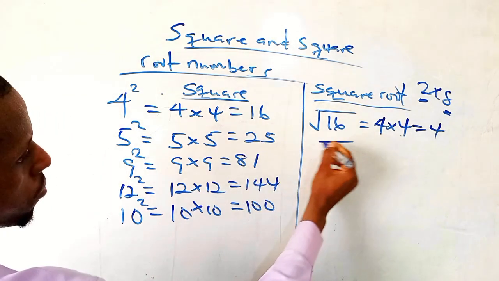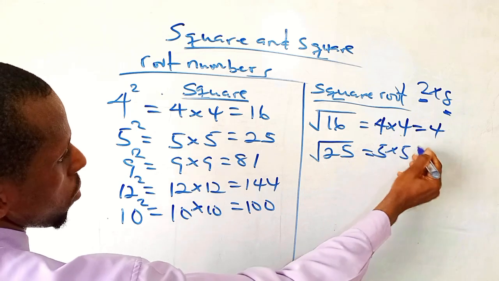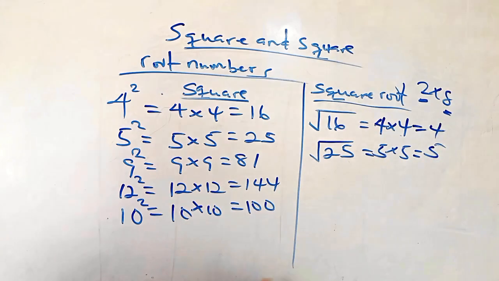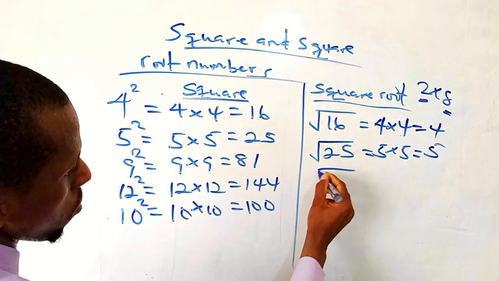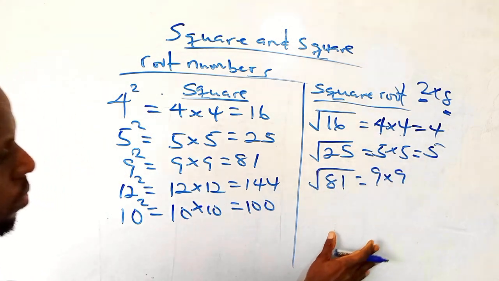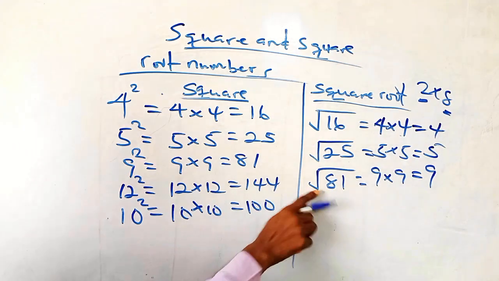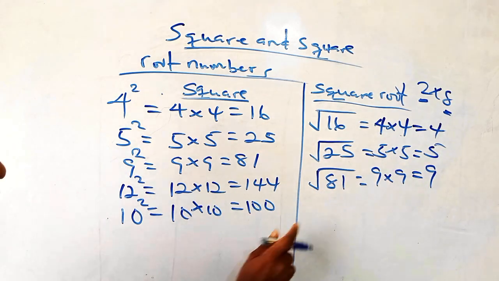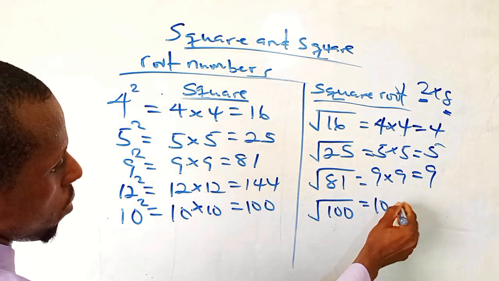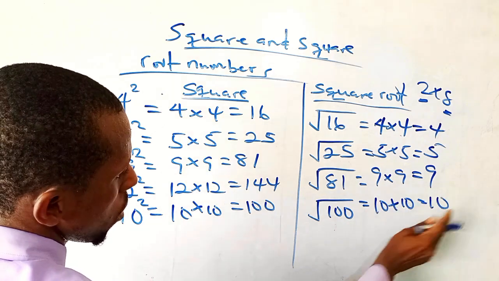For 25, the square root of 25 is 5, because 5 times 5 gives 25. So the square root of 25 is 5. For the square root of 81, I'll say 9 times 9 is 81. So 9 is the square root of 81. For the square root of 100, 10 times 10 is 100. So I'll say the square root of 100 is 10.